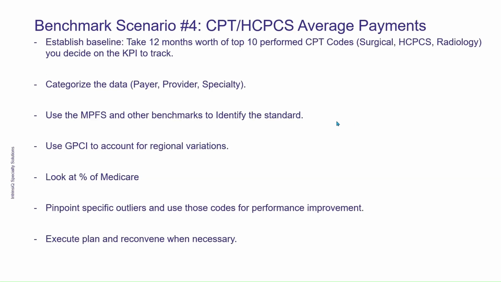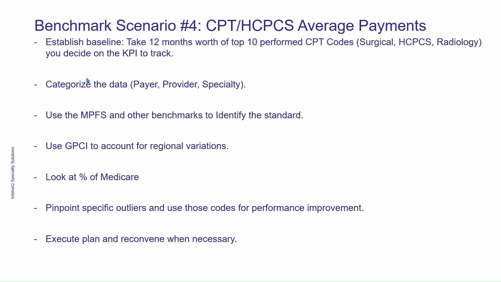All right, so the final scenario we're going to look at once we get over to the portal in just a minute is going to be benchmark scenario number 4, which is average payments by CPT or HCPCS codes. So we're going to establish those baselines. We can take 12 months' worth of the top 10 performed CPT codes, whether that be surgical, your HCPCS, or your radiology codes. You can decide on the KPI you want to track.